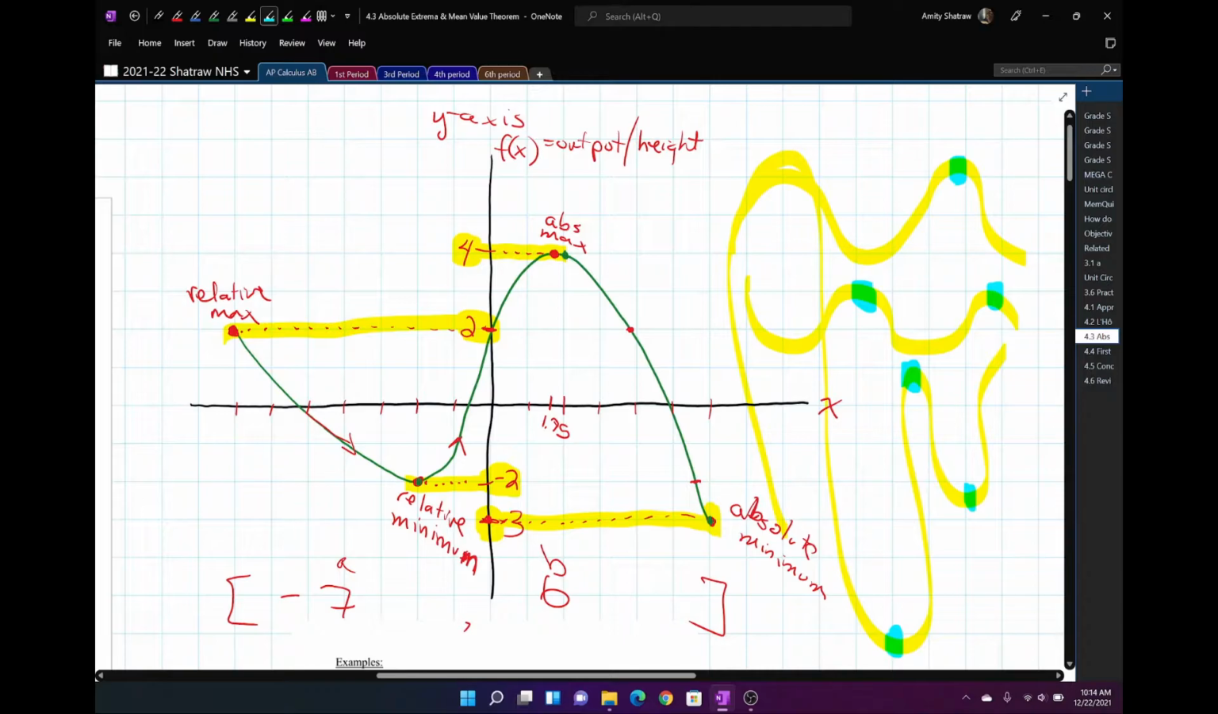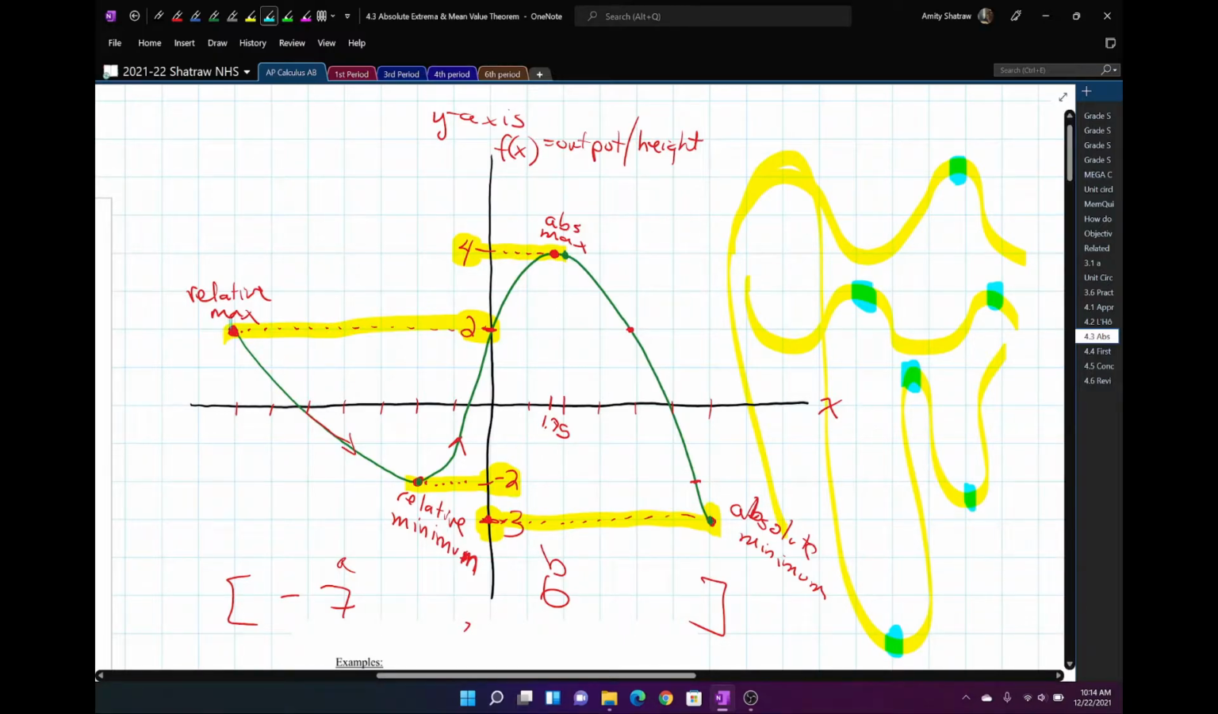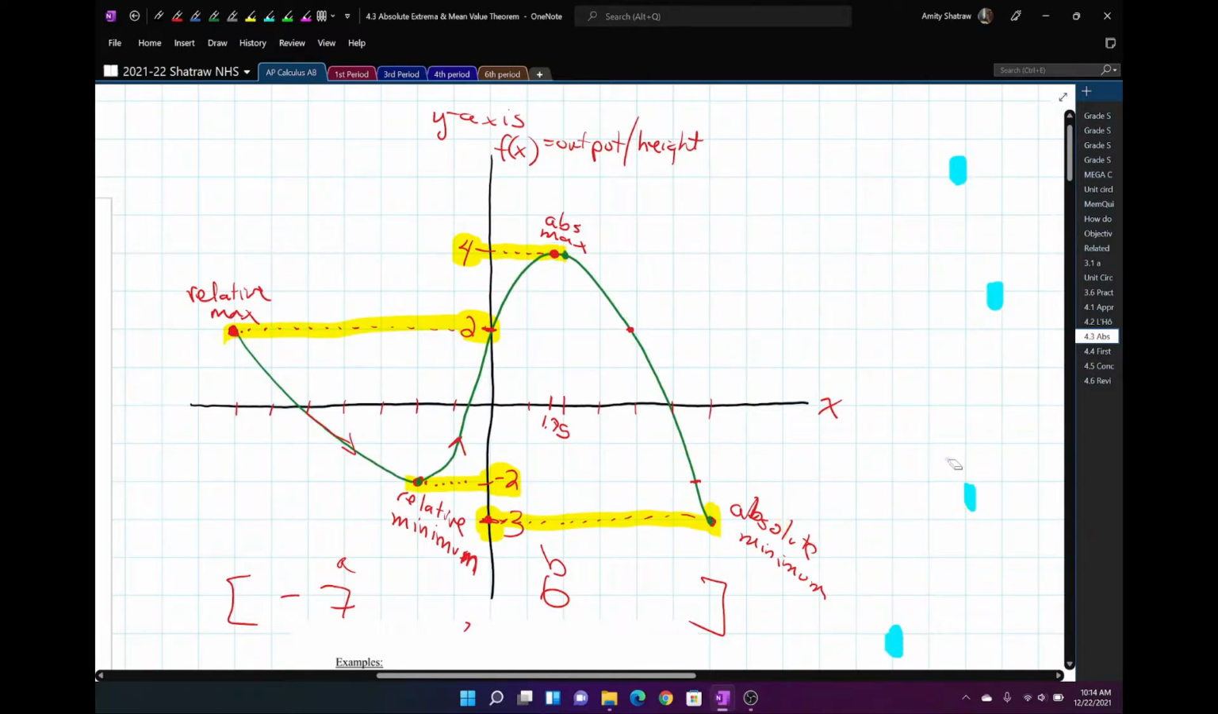There's also a thing that happens where the direction sort of changes. Notice that from here to here, it's kind of uppy. And from here to here, it's kind of downy. And then it's kind of uppy again there. Well, we're going to talk about that in the next section, and that's called concave up and concave down.